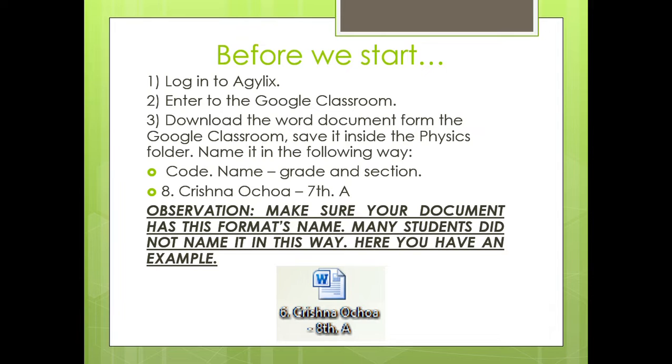I noticed that last week a lot of students did not name the document in this way. And that's part of the things that I evaluate in the rubric. So make sure you have it just like this today.